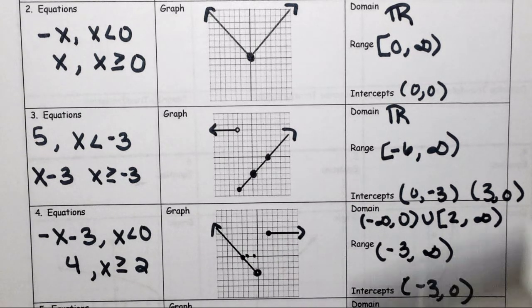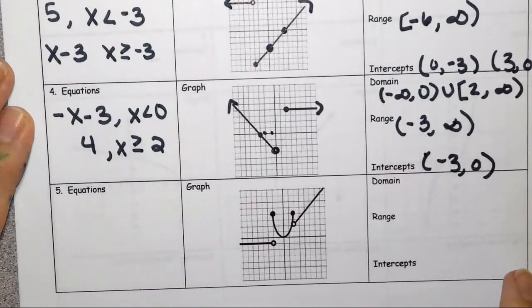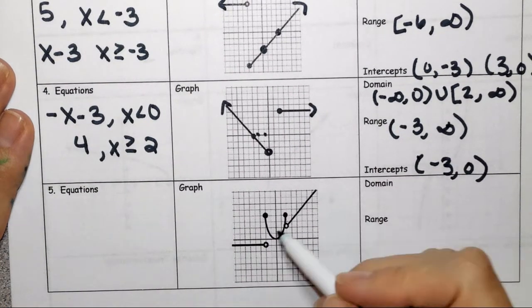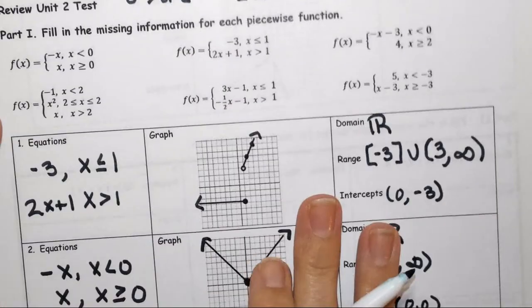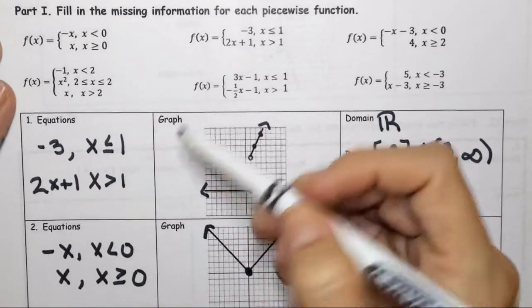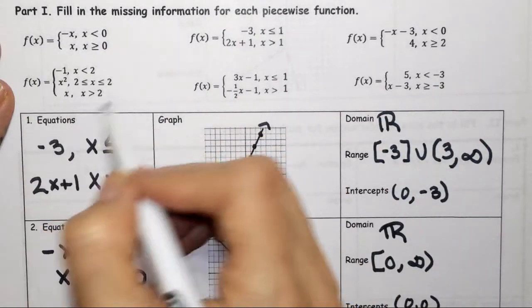That's my x-intercept. Okay, the last part on the front, my last graph, I see a u. And that means I need an x squared equation. So as I look up here, there is only one set of equations that has an x squared, and it's this one right here.